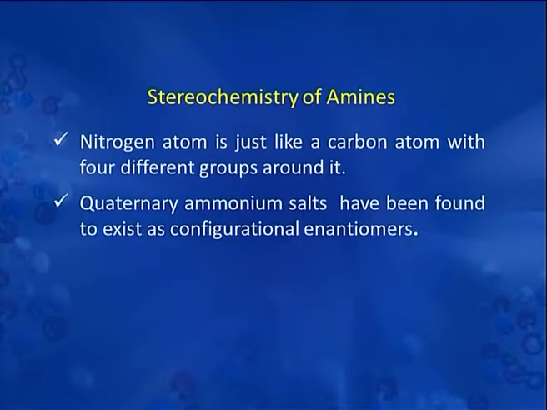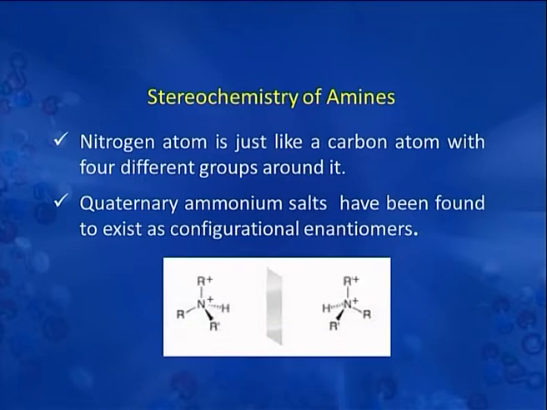Quaternary ammonium salts have been found to exist as configurational enantiomers. As you can see here, in this particular case, this is a quaternary ammonium salt and its mirror image is non-superimposable. The reason here is that the nitrogen is not attached to any lone pair of electrons. As a result, there is no possibility of interconversion of the 2 isomers. They are isolable, and that is why the quaternary ammonium salts show optical activity.